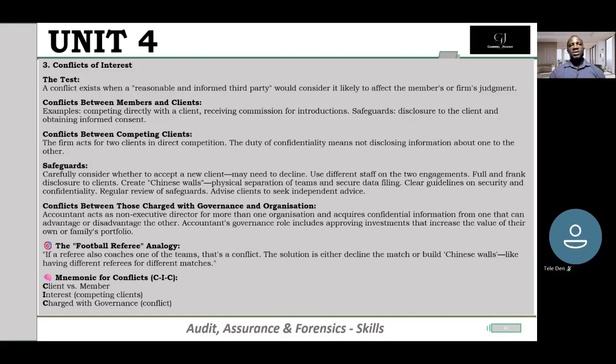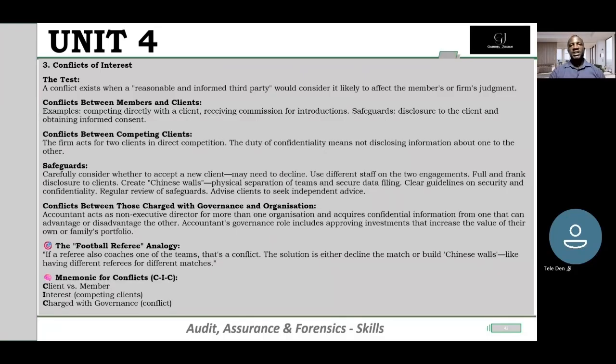Then we have conflicts between competing clients, where the firm acts for two clients in direct competition. The duty of confidentiality means not disclosing information about one to the other. The safeguard is to carefully consider whether to accept a new client, or you may need to decline the new client. Another safeguard is to use different staff on the two engagements, so the same staff are not working for two competitors. Also, make full and frank disclosure to the clients that you're working for them.